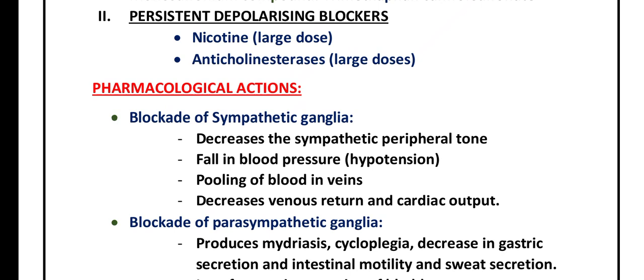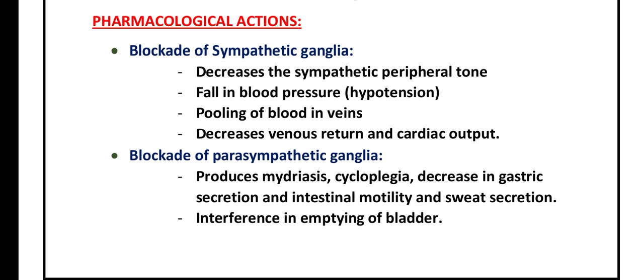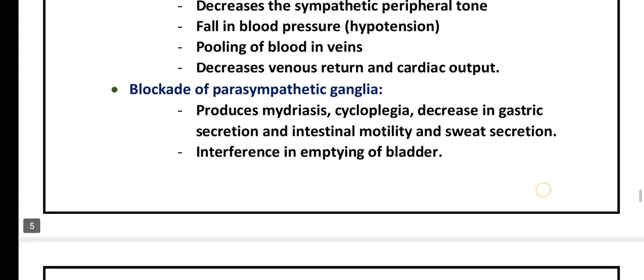Now we can move to the pharmacological actions of ganglionic blocking agents. They block both sympathetic and parasympathetic ganglia. Blockade of sympathetic ganglia decreases the sympathetic peripheral tone and causes a fall in blood pressure, that is hypotension, and pooling of blood in veins, which decreases venous return and cardiac output. Through blockade of parasympathetic ganglia, it produces mydriasis, cycloplegia, decrease in gastric secretion, intestinal motility and sweat secretion, and interference in emptying of the bladder.